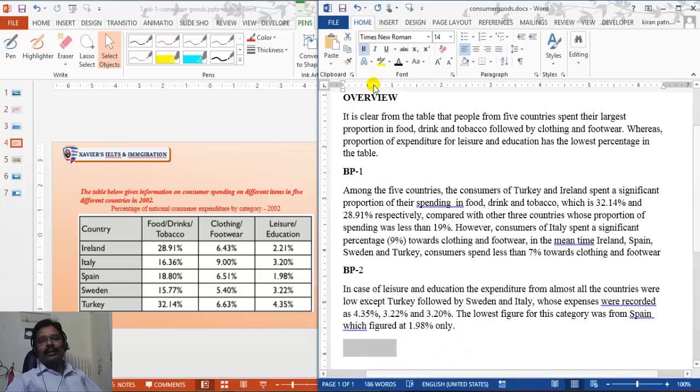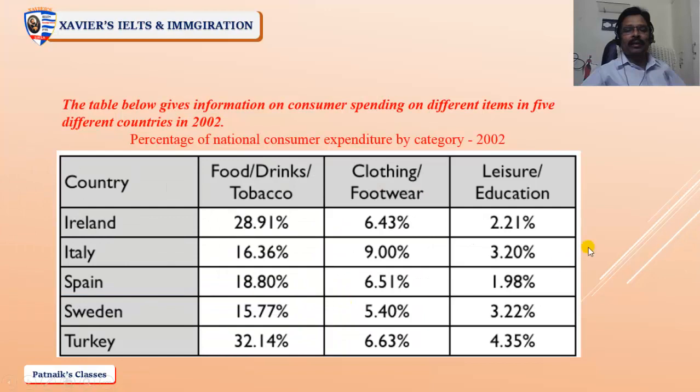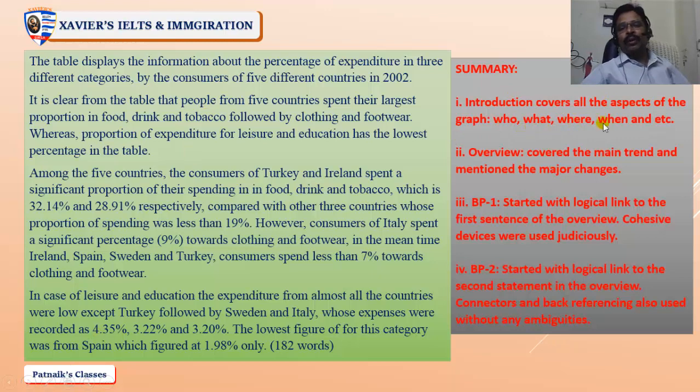So in total, how many words did I take? It took 182 words only. So 182 words, within the range, right? Now if I talk about the summary of this task, the summary says: the introduction covers all the aspects of the graph: who, what, where, when, etc. I tried to cover all these things in my introduction, right? If you see the introduction, the table displays the information about the percentage of expenditure in 3 different categories by the consumers of 5 different countries. So who is the subject here, what they have done, and what is given, everything is covered in this intro part. Then the overview covered the main trend and mentioned the major changes, right?